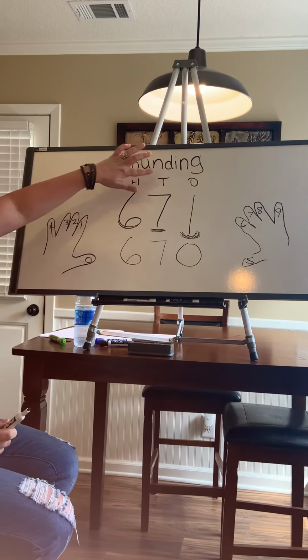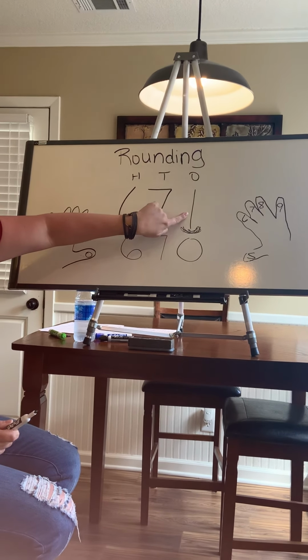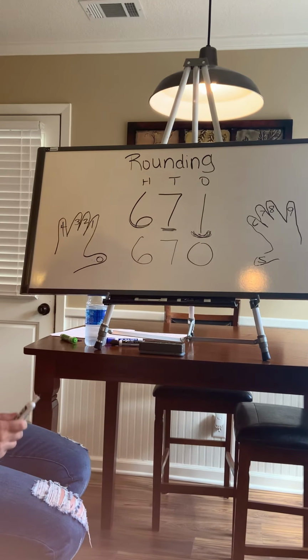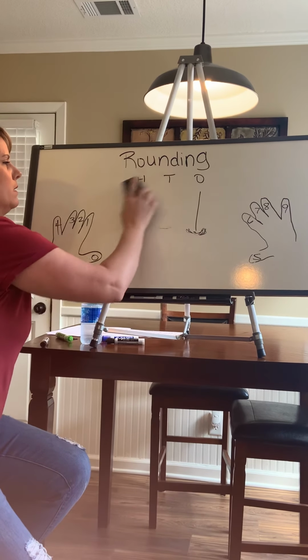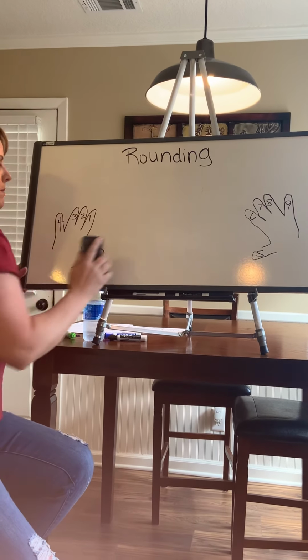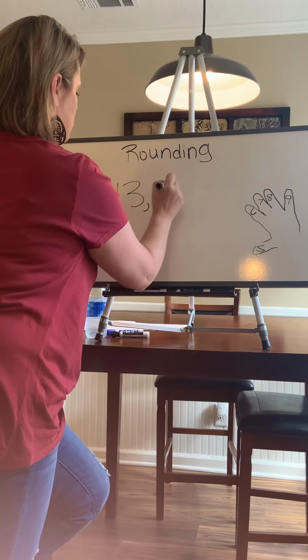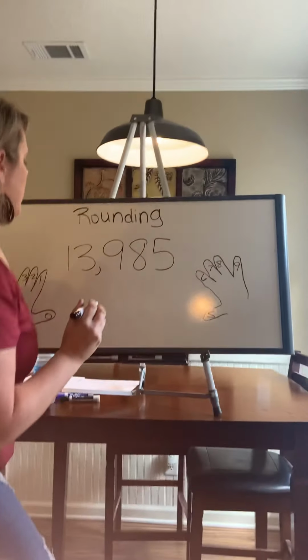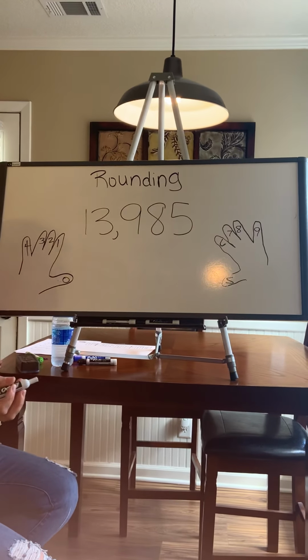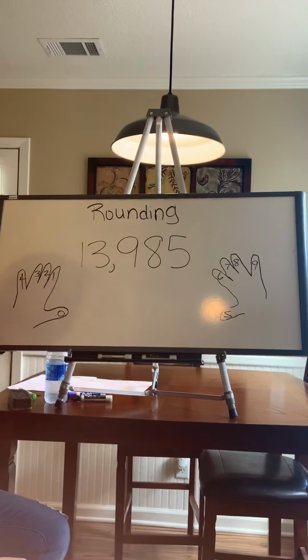So first we had to find the 10, and we had to decide if the bossy digit told us to let it rest or add 1 more. So let's try another one. Okay, we're gonna go with a bigger number this time. All right, this time we're gonna round to the thousands place. The thousands place. So we gotta find the thousands place.